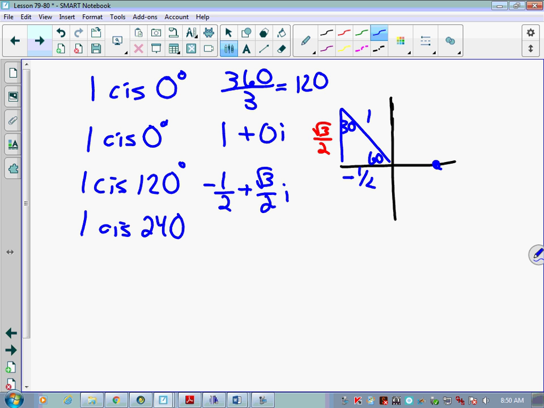All right, now we want the 240, okay, which is still the same 60, 30, that's 1. My x-coordinate doesn't change, okay, and the only thing that should change about my y-coordinate is the sign. Okay, so that should be pretty easy to figure out, that we'd get negative 1/2 minus radical 3 over 2i.